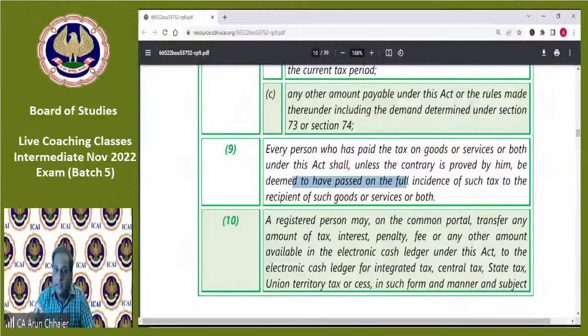So if Mr. A is a supplier and Mr. B is a customer, and Mr. B has made the payment to Mr. A including taxes, then unless the contrary is proved, it will be deemed that A has passed the full incidence of the tax on the recipient, that is Mr. B.